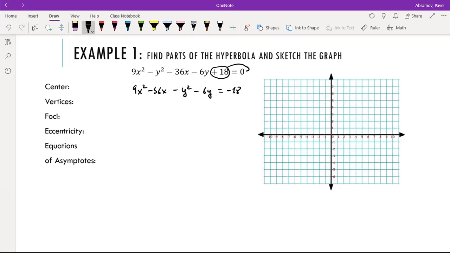Then we are going to factor out greatest common factors between x's and y's. If we're looking at the x's only, the greatest common factor here will be 9. So we'll take 9 and factor it out, and therefore we'll have x squared minus 4x, and then we're going to find this new value c to complete the square. And if we're looking at the y's, then we need to factor out the negative sign, or -1 if you want, and then we'll end up with y squared plus 6y.